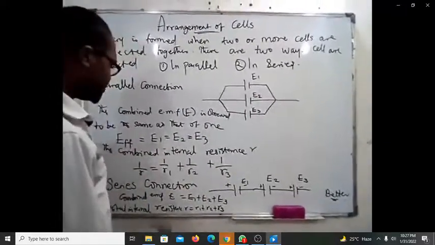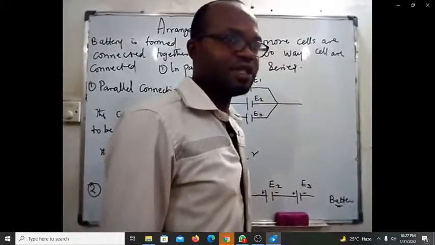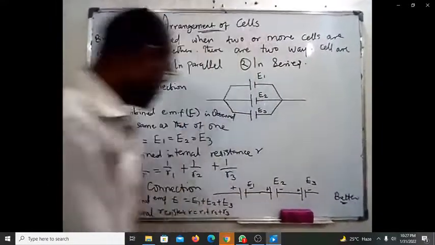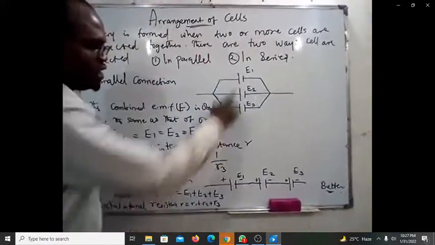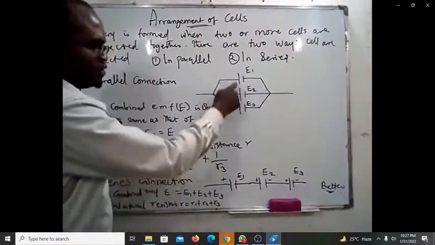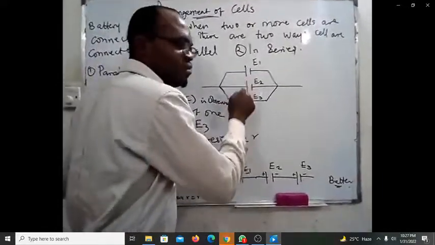If you want to calculate their total internal resistance, the same way that you calculate resistance for resistors that are in parallel, the reciprocal of the effective resistance is equal to 1 over R1 plus 1 over R2 plus 1 over R3. This is their internal resistance.